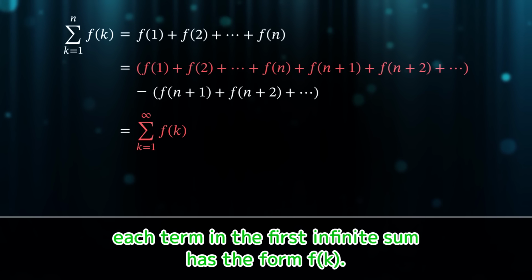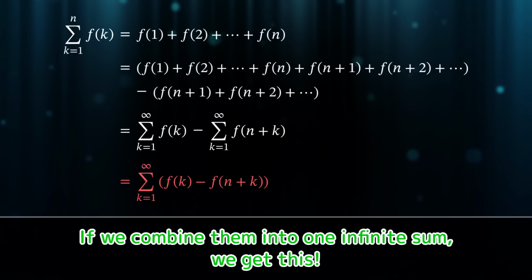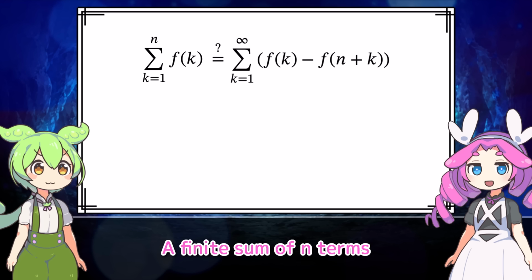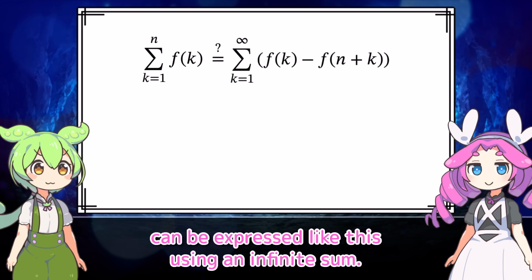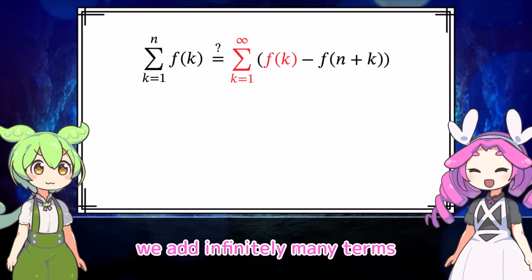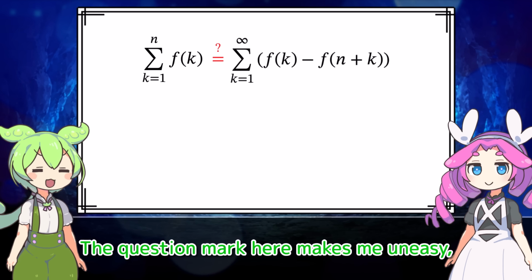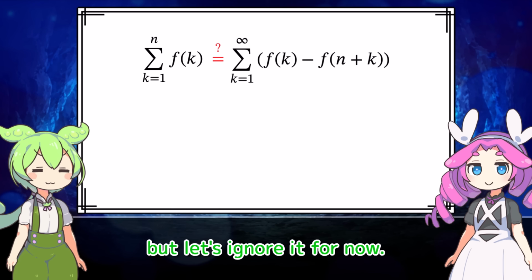each term in the first infinite sum has the form f of k. And each term in the second infinite sum has the form f of n plus k. If we combine them into one infinite sum, we get this. Excellent, Zundamon. A finite sum of n terms can be expressed like this using an infinite sum. To represent the finite sum, we add infinitely many terms while subtracting the extra terms after the nth one. The question mark here makes me uneasy, but let's ignore it for now.